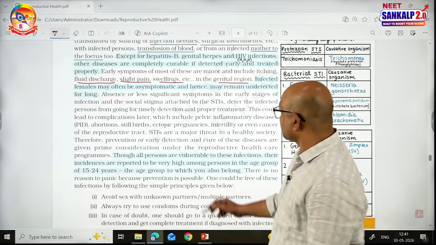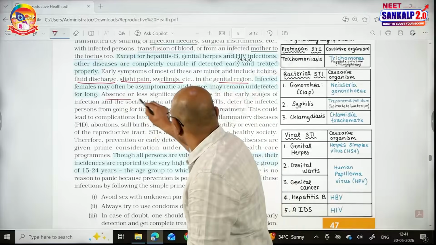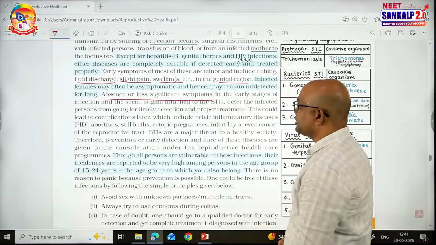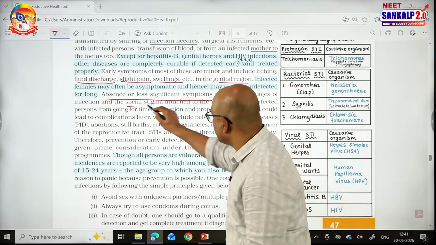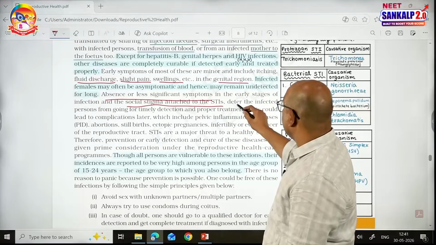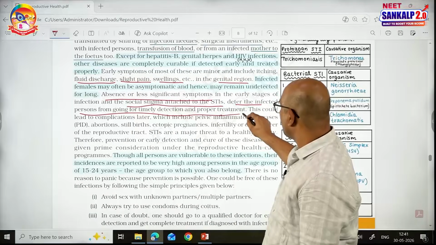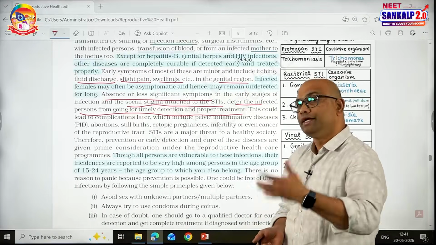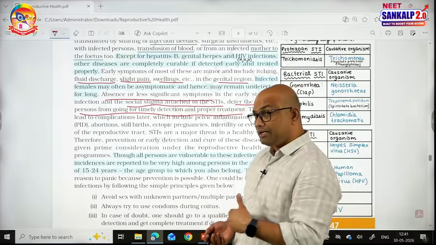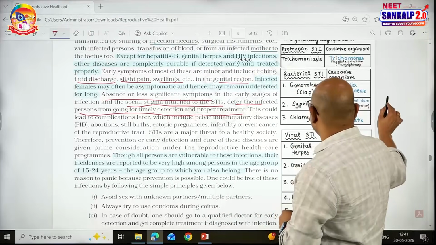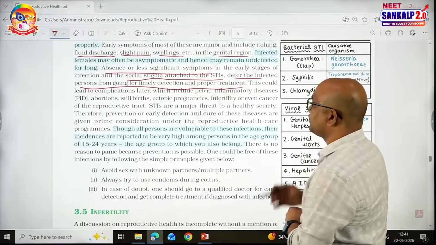Next, absence or less significant symptoms in the early stages of infection and social stigma attached to the STIs deter the infected persons from going for timely detection and proper treatment. This could lead to complications. What are the complications due to STDs, advanced symptoms of STDs, very, very important.